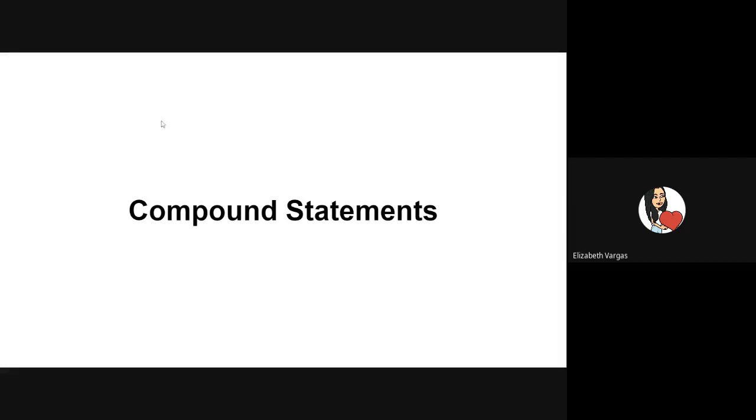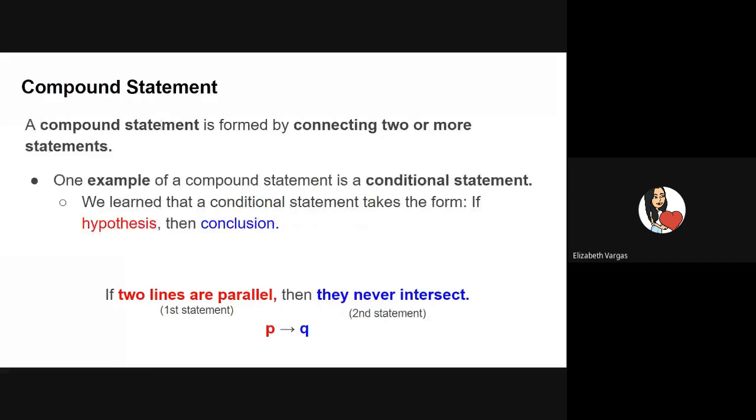About compound statements. So what is a compound statement? Well, a compound statement is formed by connecting two or more statements together. One example of a compound statement that we've already seen is a conditional statement. Remember that a conditional statement takes the form if hypothesis, then conclusion. So if and then is used to combine two statements together.